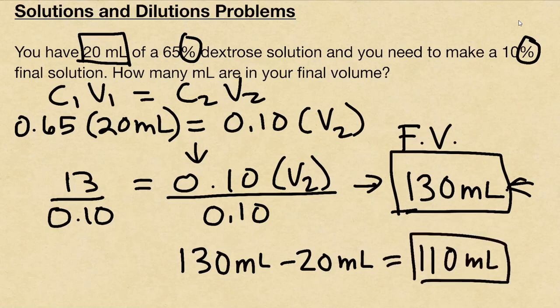There you go. And so our stock, if they ask you what your stock is, it's 20 ml. This is your diluent, and 130 would be your final total volume. So let's go ahead and try another one here.